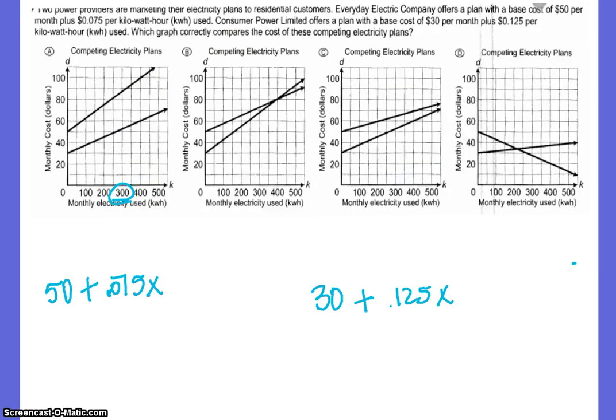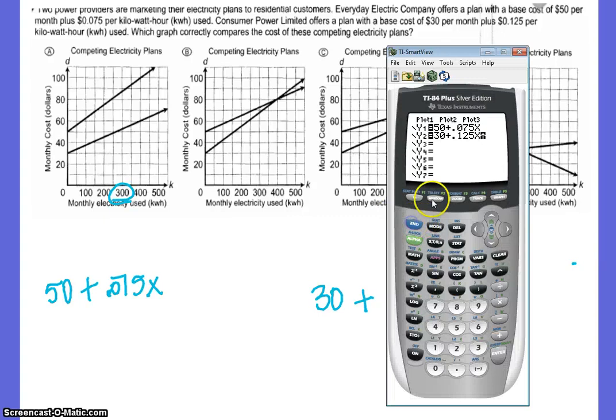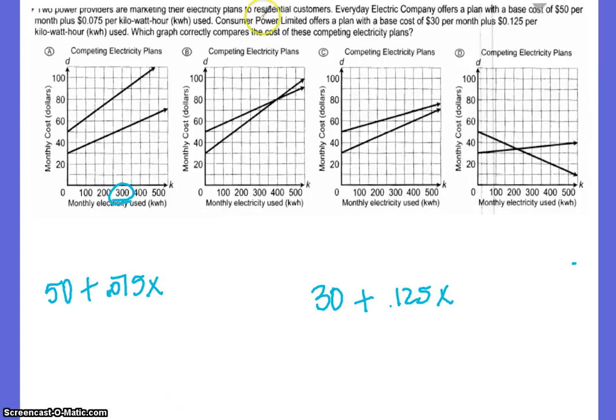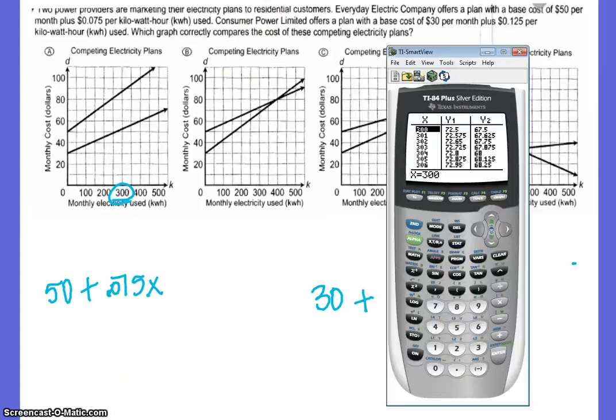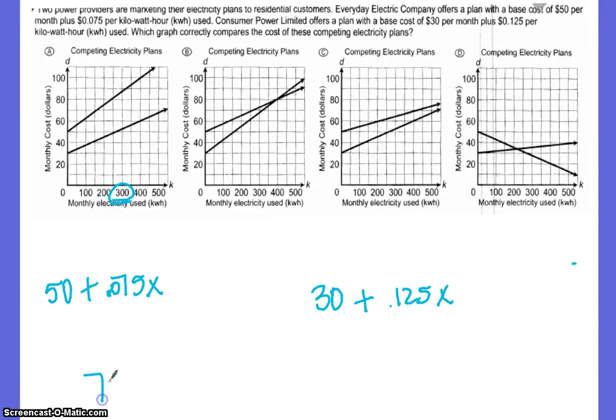what we're going to get. So we're going to go to y equal. Actually, we're going to go to our table setup and tell it to start at 300. Look at your table, and the first one is 72.5, and the second one is 67.5. If the x is 300, so 72.5 and 67.5.